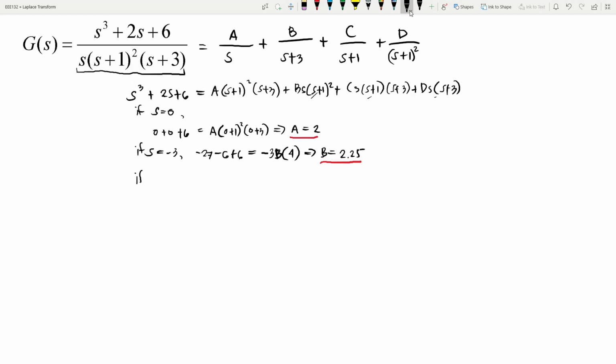Now if we let s be equal to negative 1, the equation becomes negative 1 minus 2 plus 6 equal to, so the terms with a, b, and c will be 0, and we're left with negative d times 2. So d is equivalent to negative 1.5.